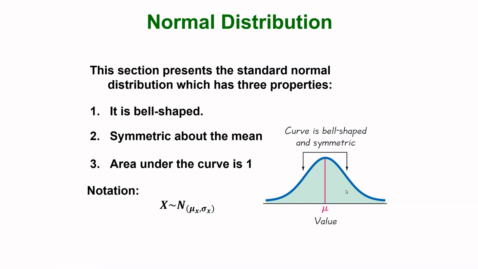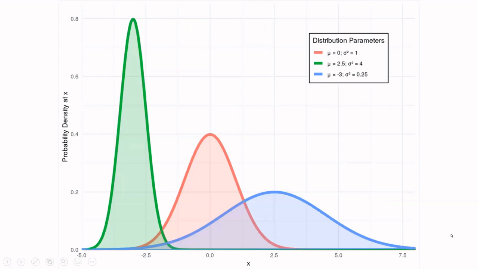just like for all probability density curves. Now, the notation that we're going to use is X tilde N, and in parentheses, we're going to have the parameters of that distribution, which are the mean and standard deviation. As the next slide is going to show, the shape of the normal distribution is going to largely depend on the values of mean and standard deviation. So here we have a couple of examples. We have three normal distributions here.